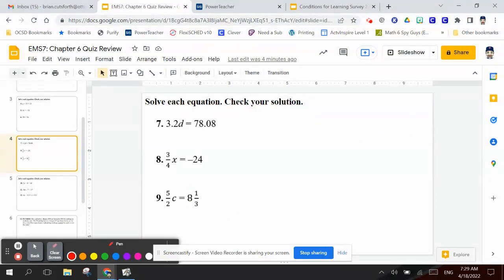Number 7, again, multiplication. So again, I'm going to take 3 2/10 times d equals 78 8/100. I'm going to divide each of those by 3 2/10. When I do that, 3 2/10 cancel out. I'm left with d equals 78 8/10 divided by 3 2/10, which is 24 4/10.